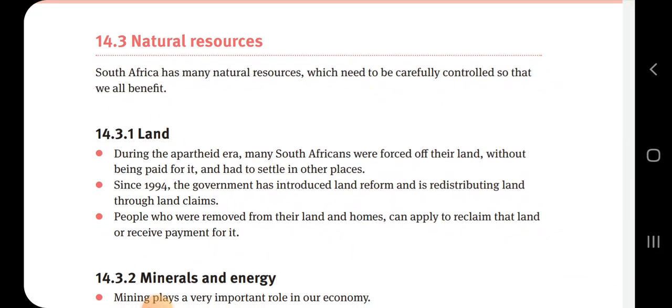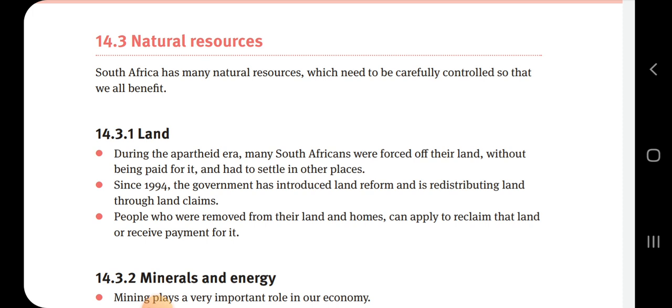Let's talk about natural resources. So South Africa has many natural resources which need to be carefully controlled so that we all benefit. So let's talk about land. Number one, black people were not allowed to own properties in certain areas, and some of the black people's properties were taken or seized by the apartheid government.